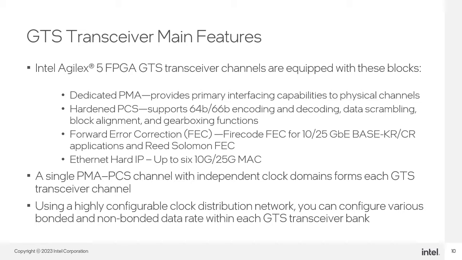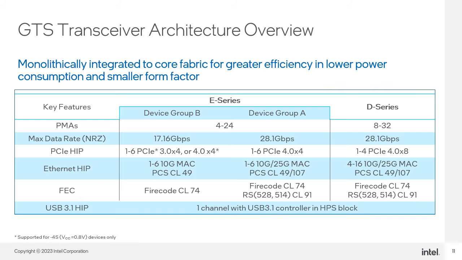A single PMA-PCS channel with independent clock domains forms each GTS transceiver channel. Using a highly configurable clock distribution network, you can configure various bonded and non-bonded data rates within each GTS transceiver bank. The GTS transceiver is monolithically integrated to the core fabric for greater efficiency, lower power consumption, and smaller form factor. The GTS transceivers have an NRZ serial interface with an advanced PMA and multiple hard IPs. This allows efficient implementation of popular and emerging serial protocols.